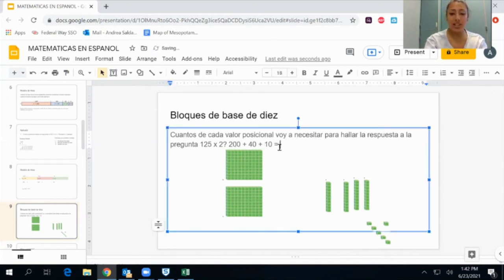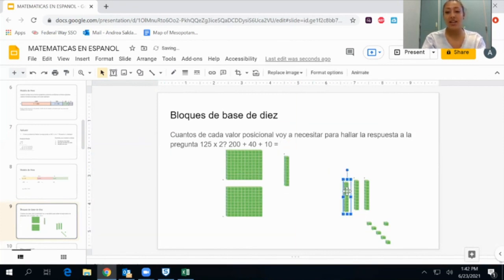Si no tienes bloques de 10 en persona, este modelo tal vez sería un poquito difícil. Pero si tienes los bloques de 10, entonces los puedes usar para contar en persona.